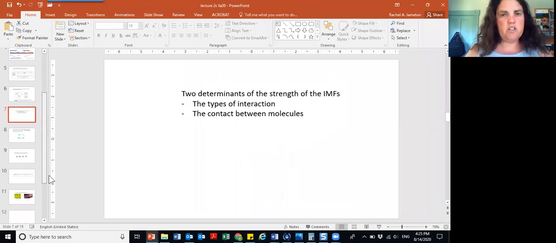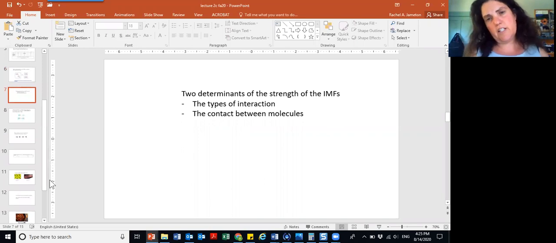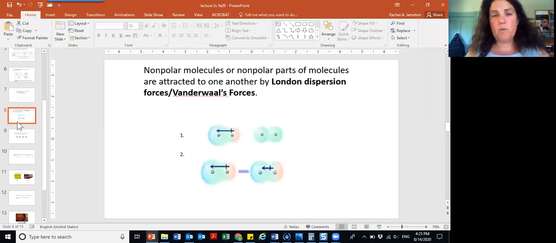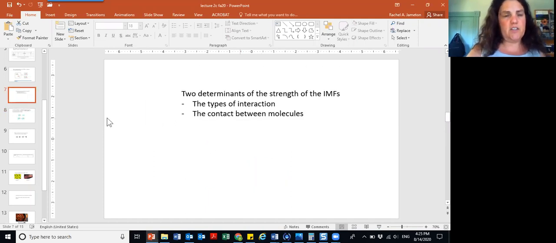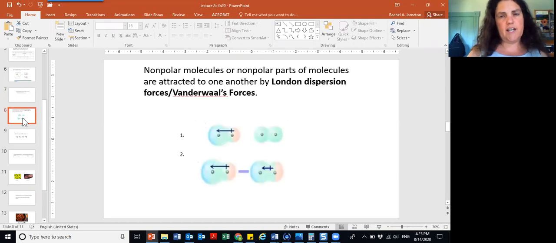So there's two determinants, two things to look for when you're comparing the strength and therefore the relative boiling point of molecules. The first is the type of interaction, and the other is how much surface area or contact there is between the molecules. The weakest type is the London dispersion forces or van der Waals forces. I don't care which one you call them. And those are temporary. They happen between all molecules.